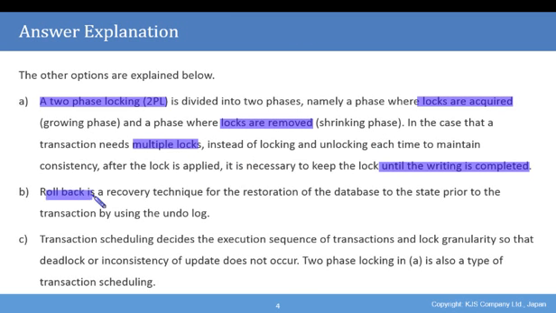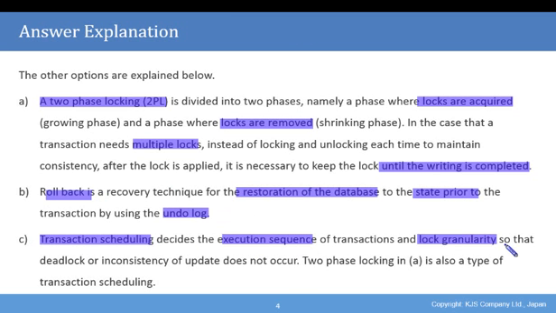B. Rollback is a recovery technique for the restoration of the database to the state prior to the transaction by using the undo log. And in C, transaction scheduling decides the execution sequence of transactions and lock granularity so that deadlock or inconsistency of update does not occur. Two-phase locking in A is also a type of transaction scheduling.